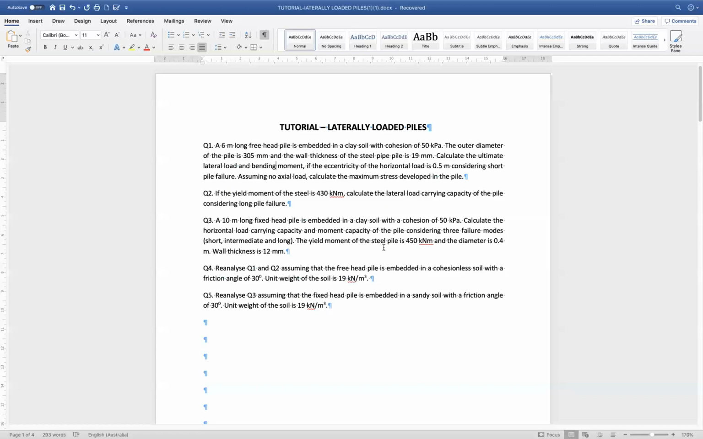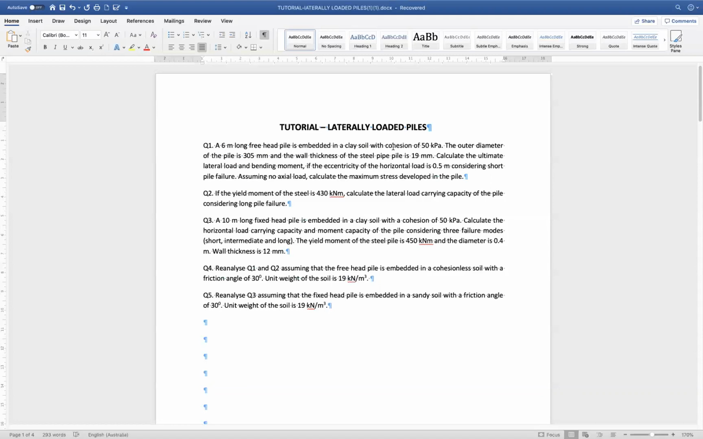Okay, so we're going to start now with the first question. In the first question, we have a 6 meter long free head pile. So we have here a free head pile scenario, and L capital, which is the length of the pile, is 6 meters, embedded in a clay, which is a cohesive soil, a homogeneous cohesive soil. So it's only one layer.